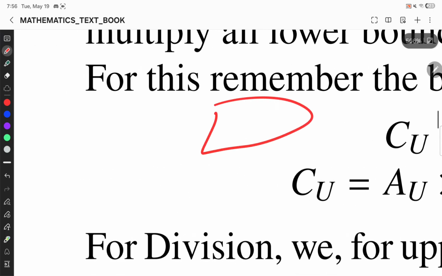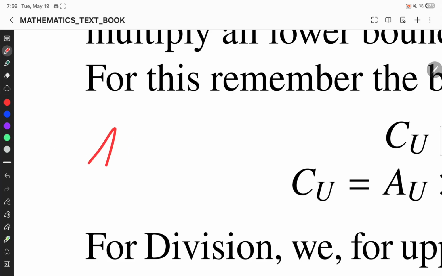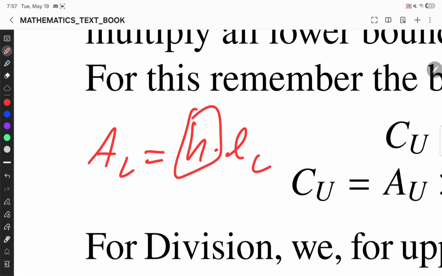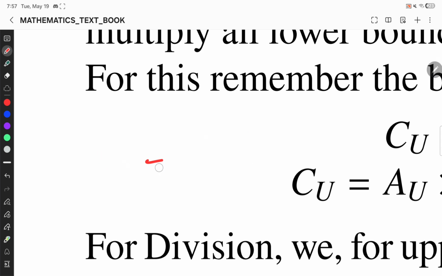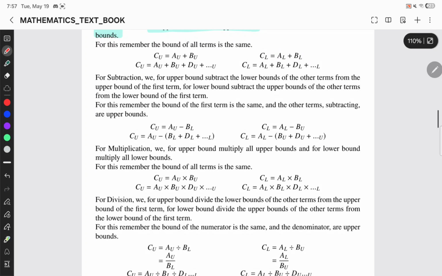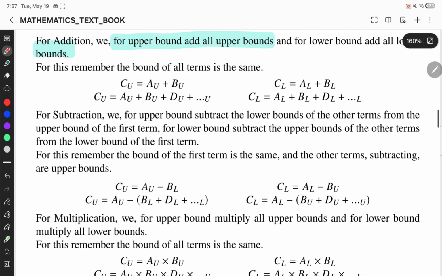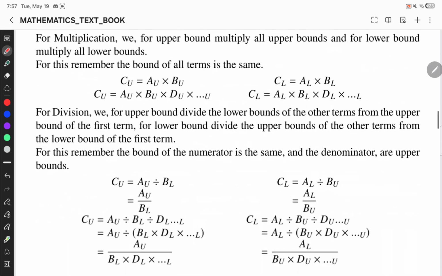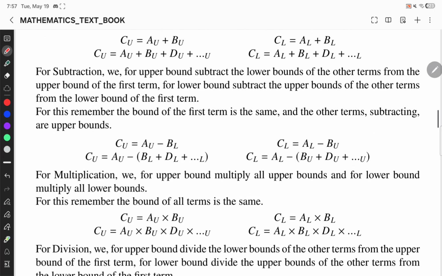If we are doing area, it is equal to height, a constant, times length. Length is given with accuracy, so this will vary. Now height, for example in the question, height is a constant. So height will be a constant. You do not have to find the upper bound or lower bound of it, because it is not under error.